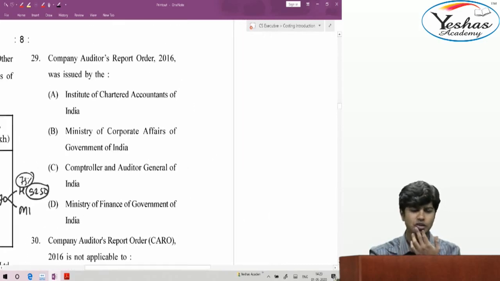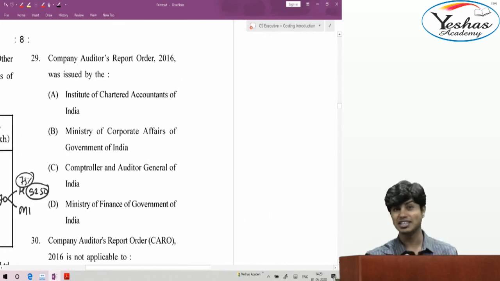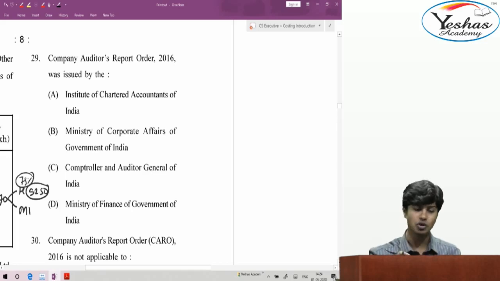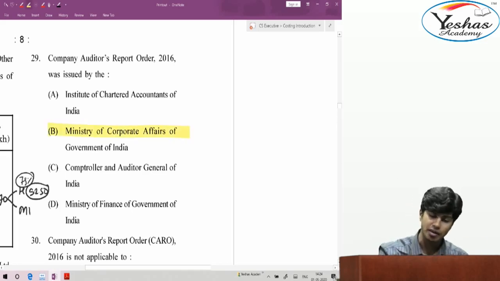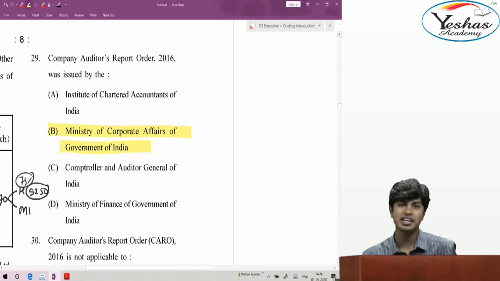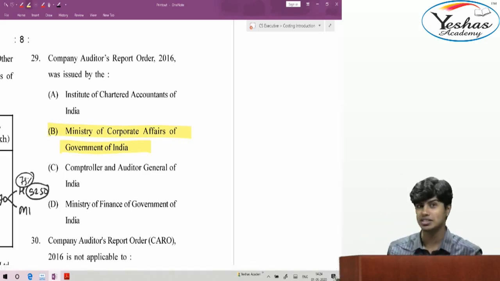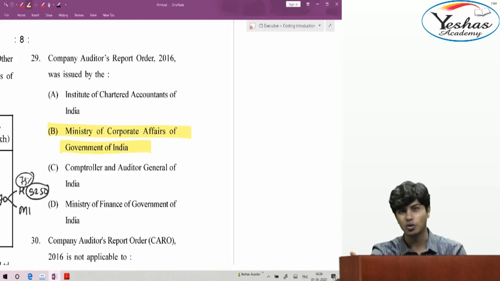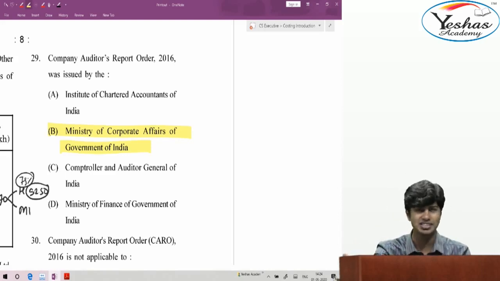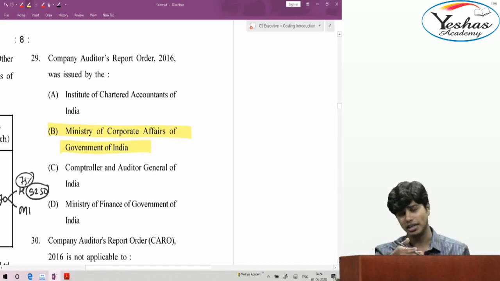Question number 29 talks about Companies (Auditor's Report) Order. We discussed in yesterday's class. According to Section 143 subsection 11, the Central Government has the power to specify certain items which the auditor should include in his report. So using such powers, MCA in consultation with NFRA has issued CARO. CARO 2016, CARO 2020. We discussed the differences also, what are the new clauses that have come up, and we've done a separate video on CARO 2020 in comparison with CARO 2016. You can have a look at it if you want to deal with this in detail.